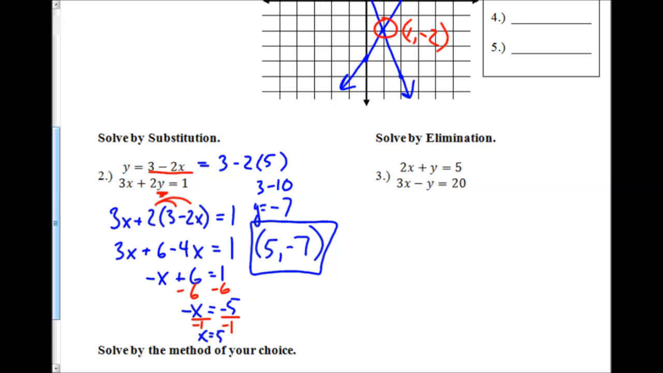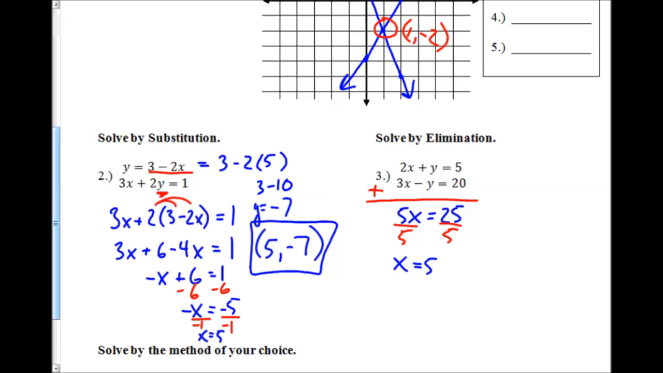If I look at the next one, I'm going to solve this by elimination. So I need additive inverses in front of one of my variables. And this one's already set up for it. I have additive inverses in front of my y value, so I'm just going to add these two together. When I do that, I end up with 5x = 25. I divide each side by 5, and I find out that x = 5.